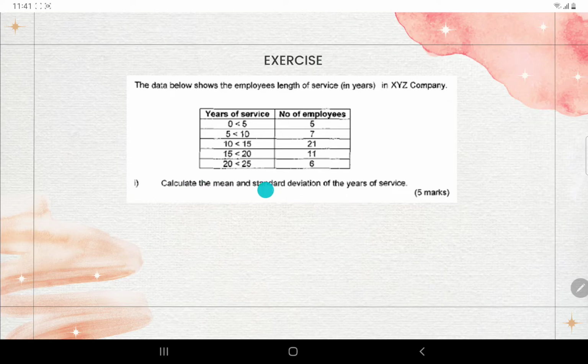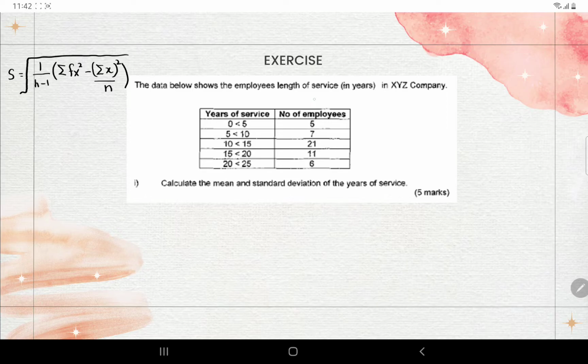So here we do the solution on standard deviation for group data. I write the formula first. This is the formula for standard deviation: 1 over n minus 1, and then we need to find the summation for fx square, minus the summation for x, and then square it, divide by n. And then square root all of it. This is the formula.